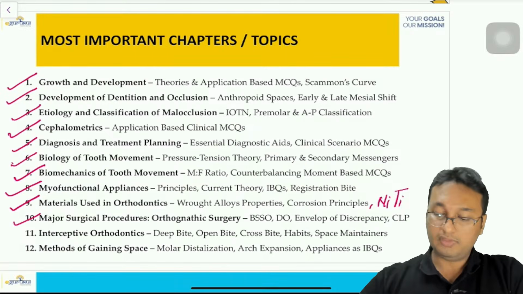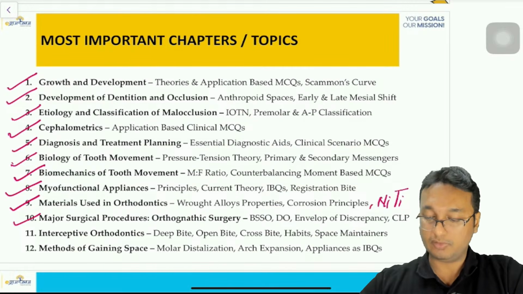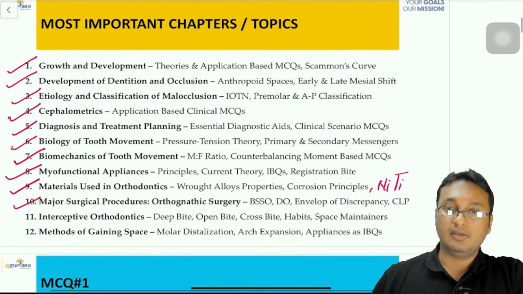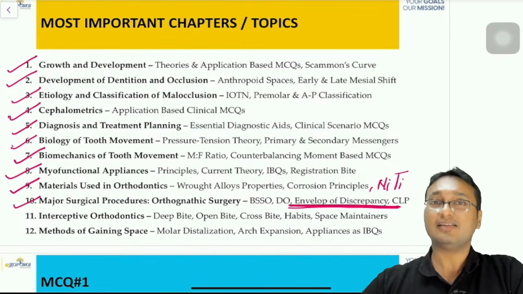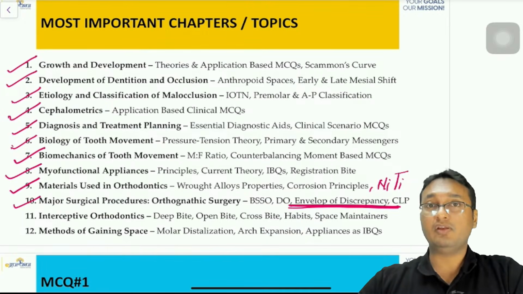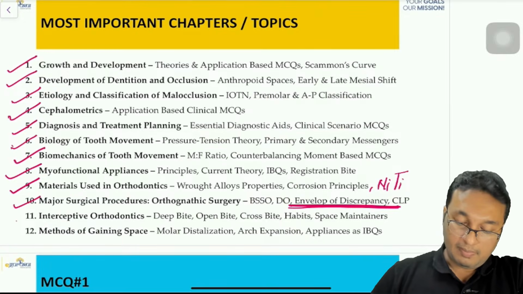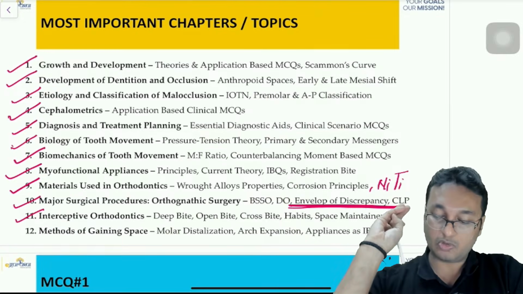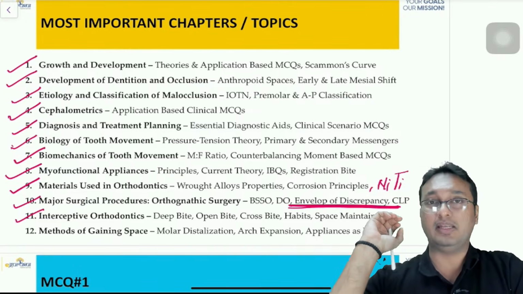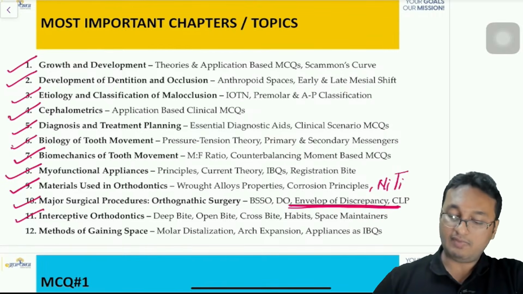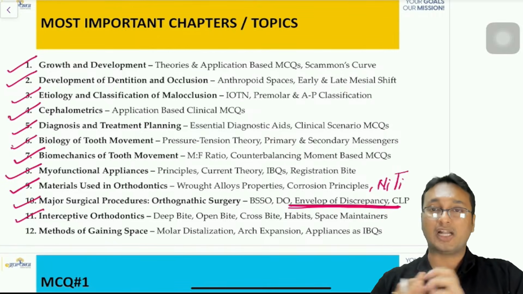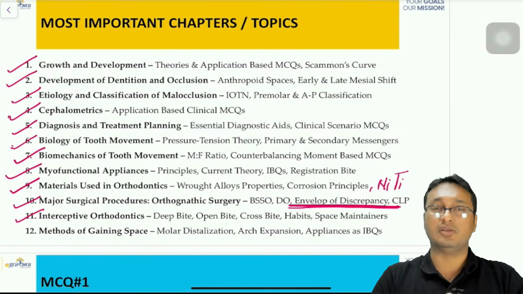The major surgical procedures, you can expect questions from BSSO, distraction osteogenesis. Nowadays, I have seen a trend about questions from envelope of discrepancy and cleft lip and palate. So you have to be aware of envelope of discrepancy. Then from interceptive orthodontics, questions on deep bite, open bite, cross bite, habits, space maintenance. Although space maintenance is a part of preventive orthodontics, still I have included that in interceptive orthodontics because you are actually doing some intervention. You are actually preventing the spaces from closing up.